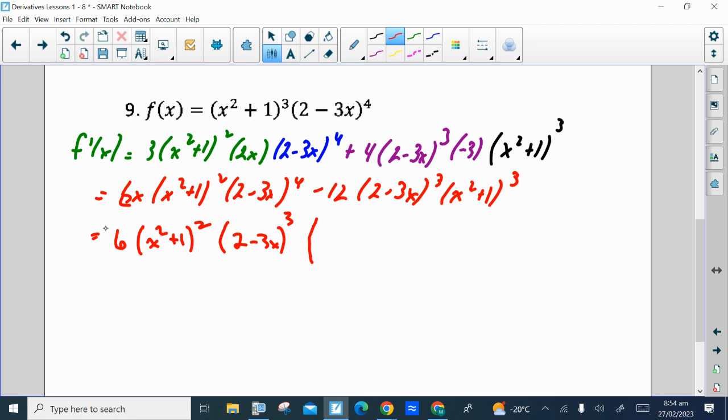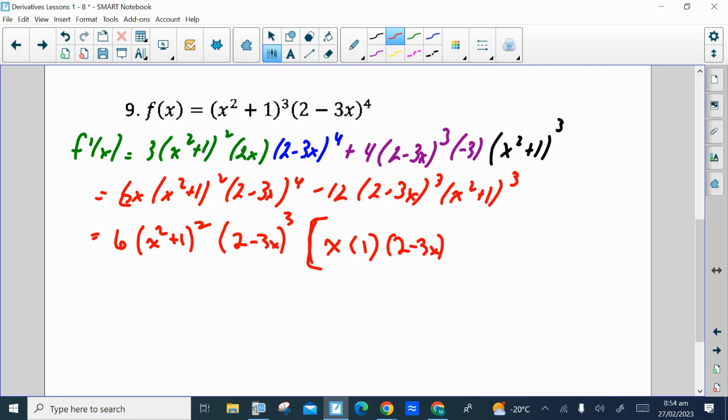So when you divide the 6x by the 6, you're just left with x. The x squared plus 1 all squareds cancel. You divide them by itself, so really you're going to get a 1 there. So that 1 represents what you get when you divide the x squared plus 1 all squared by itself. But then you're also going to divide the 2 minus 3x to the fourth by 2 minus 3x all cubed. Subtract the exponents, it'll be 2 minus 3x to the 1. So that's what you get when you divide that first term by the common factor.